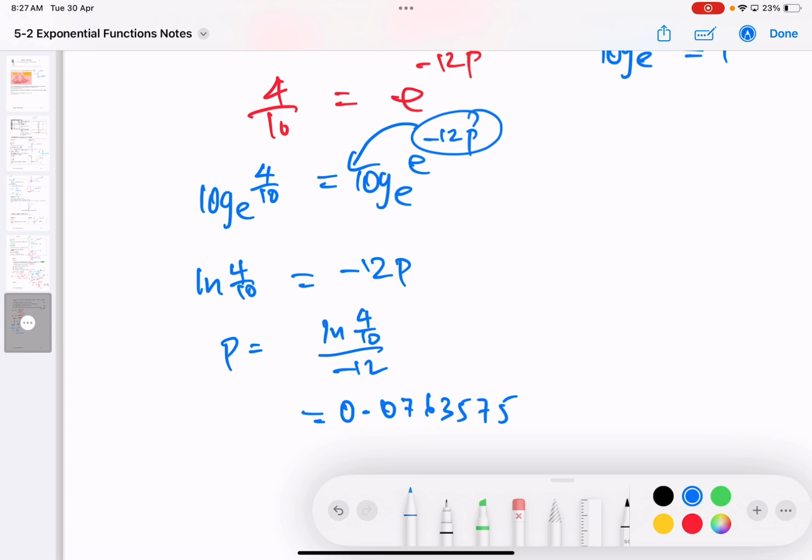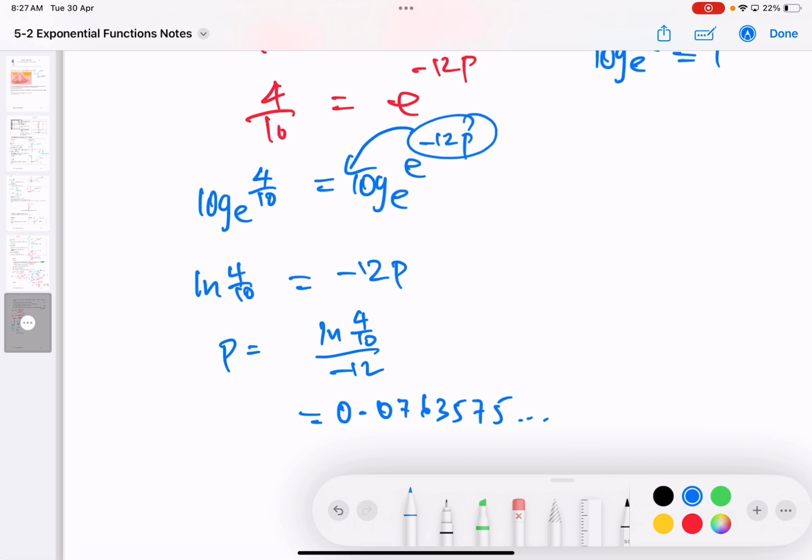0.0763575. This one, don't leave to 3 sig figs. You want to leave more decimal places because this is not your final answer. It is your intermediate answer. So you want to leave more significant places.